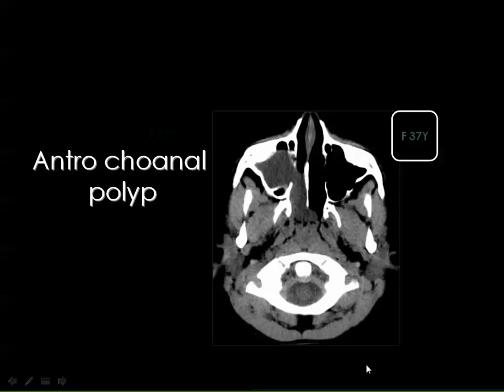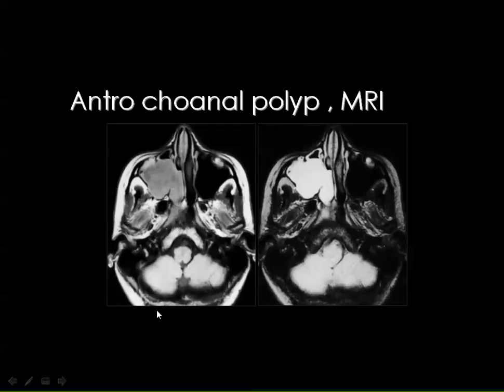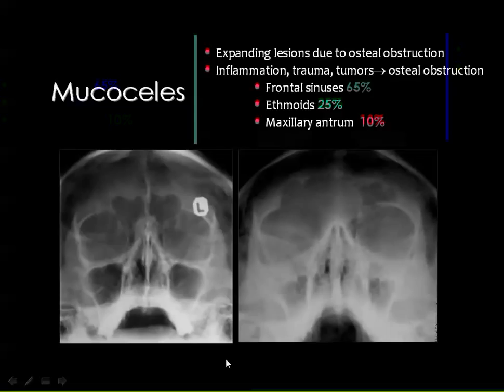You know that the maxillary sinus also has secondary ostia, and this is one of them. This is opacification of the antrum, and the lesion is going through one of the secondary ostia into the nose and then into the nasopharynx, diagnostic of antrochoanal polyp. And this is an antrochoanal polyp by MRI. This is the proton density image, and this is the T2 weighted image. You see a mass in the antrum which is continuous with a mass in the nasal fossa.